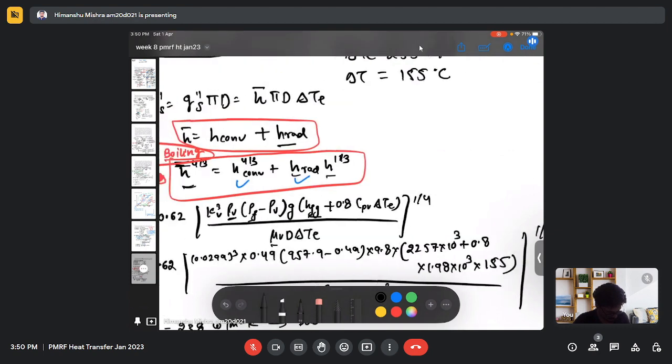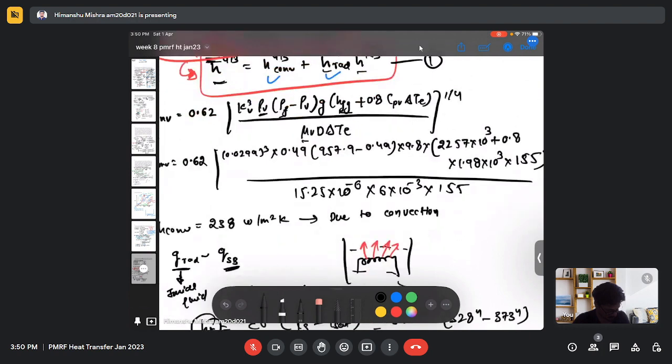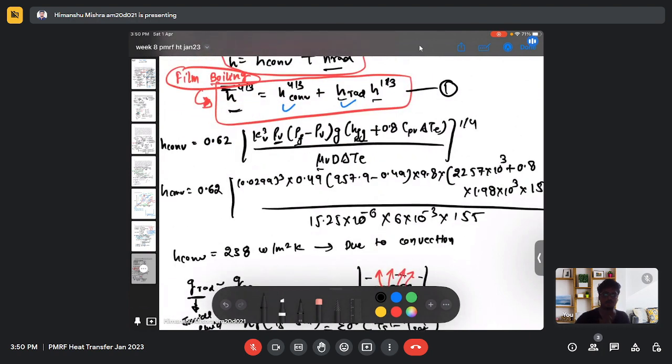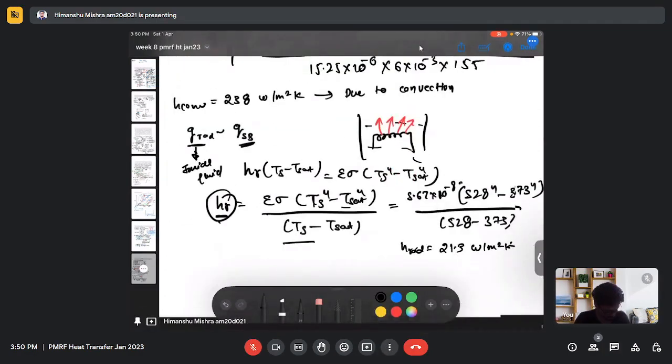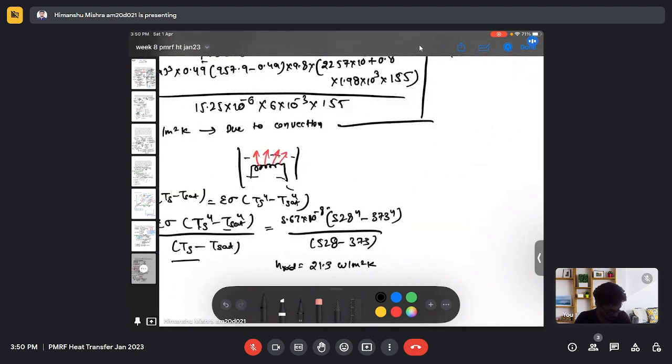Now I have to use equation 1 here. The equation 1 is not possible to calculate analytically. That means using standard rules of mathematics, we cannot calculate it because there is an unknown quantity h on the right hand side, and again an unknown quantity on the left hand side. So then we have to use the trial and error method.